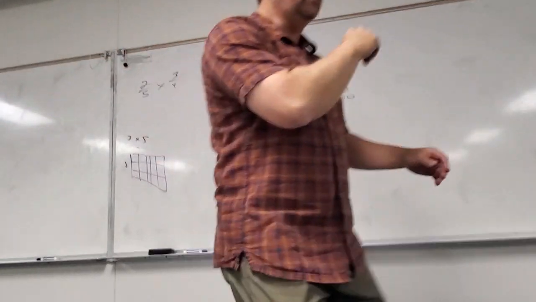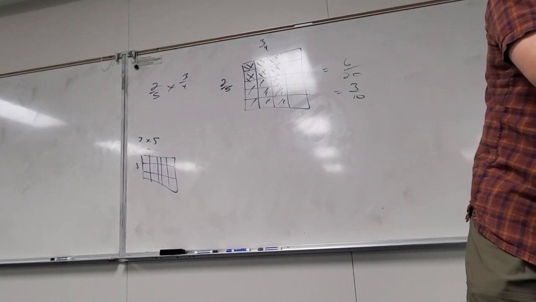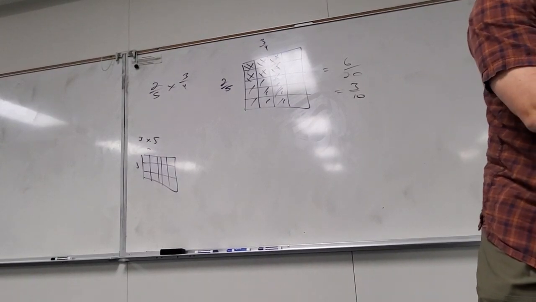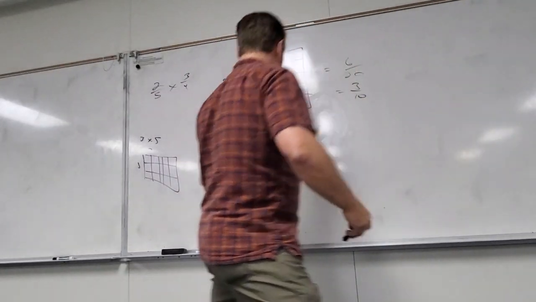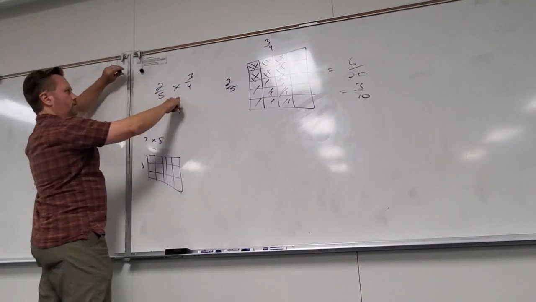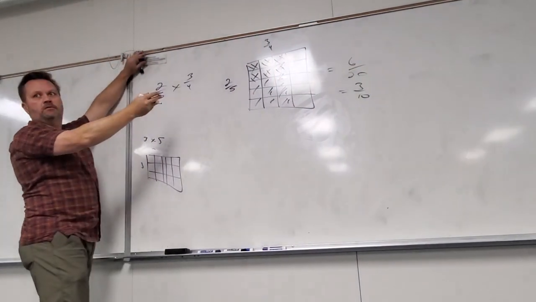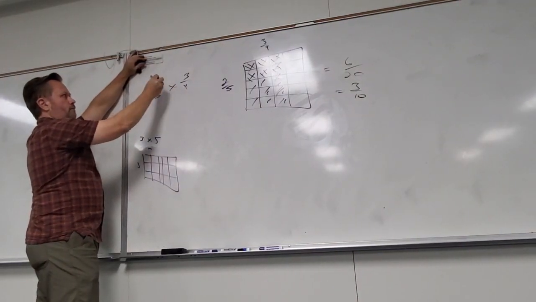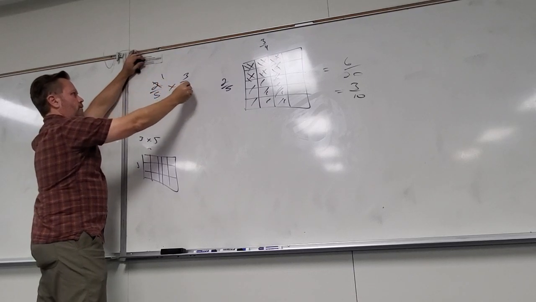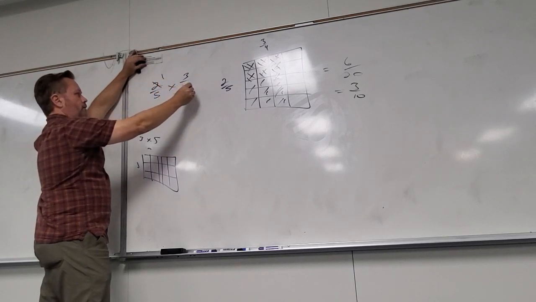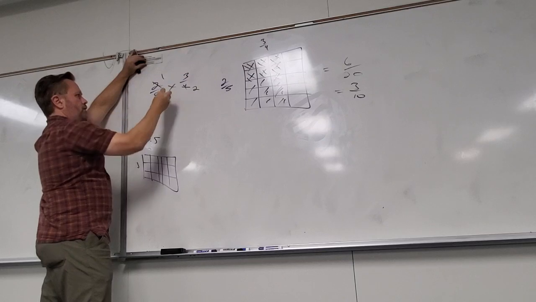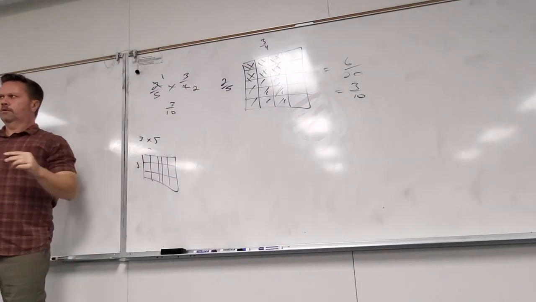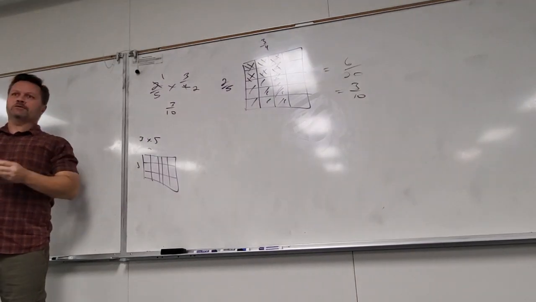Now, if you did that by hand, if you actually just did the computation, what would you do? What's the first thing you should do? 2 goes into 4. 1 times 3, 5 times 2, 3/10. Right? So it's a cool little visual.